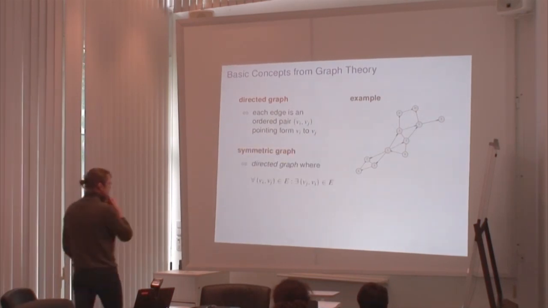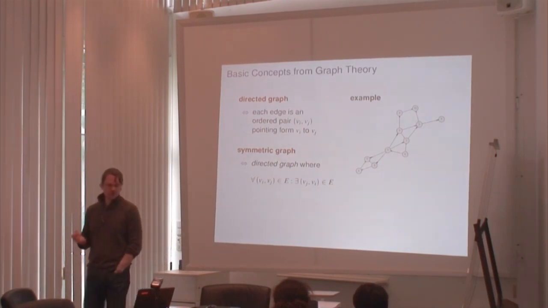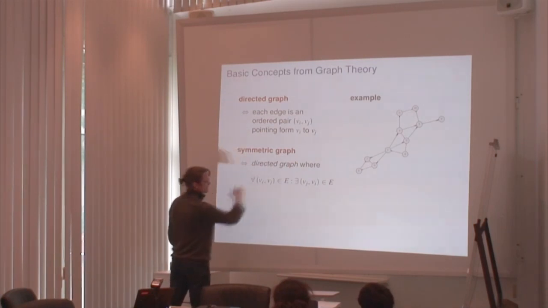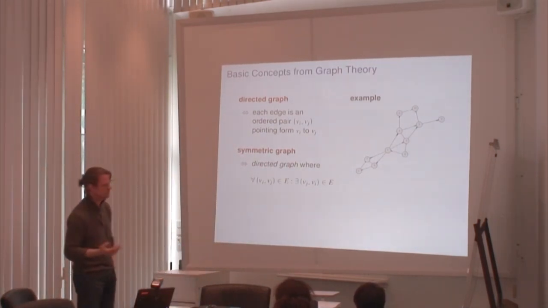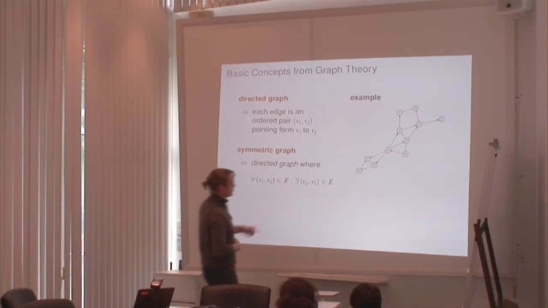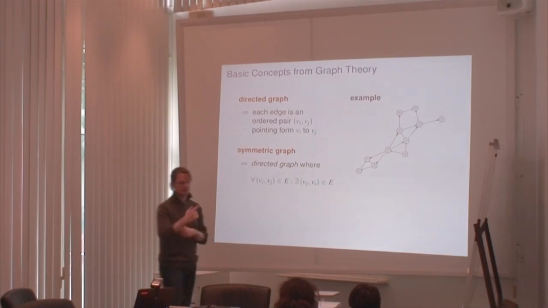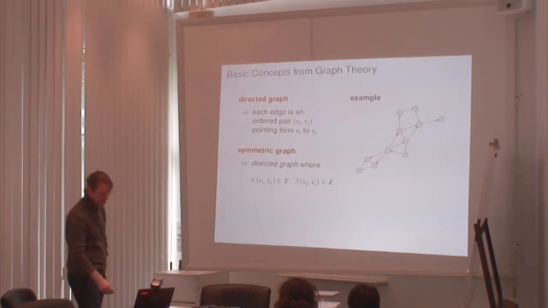A graph is symmetric if it is a directed graph where for every edge (v_i, v_j), there's also an edge (v_j, v_i). If there was an edge pointing from 6 to 3, and for every other directed edge there would also be an edge pointing in the other direction, then that graph would be symmetric.